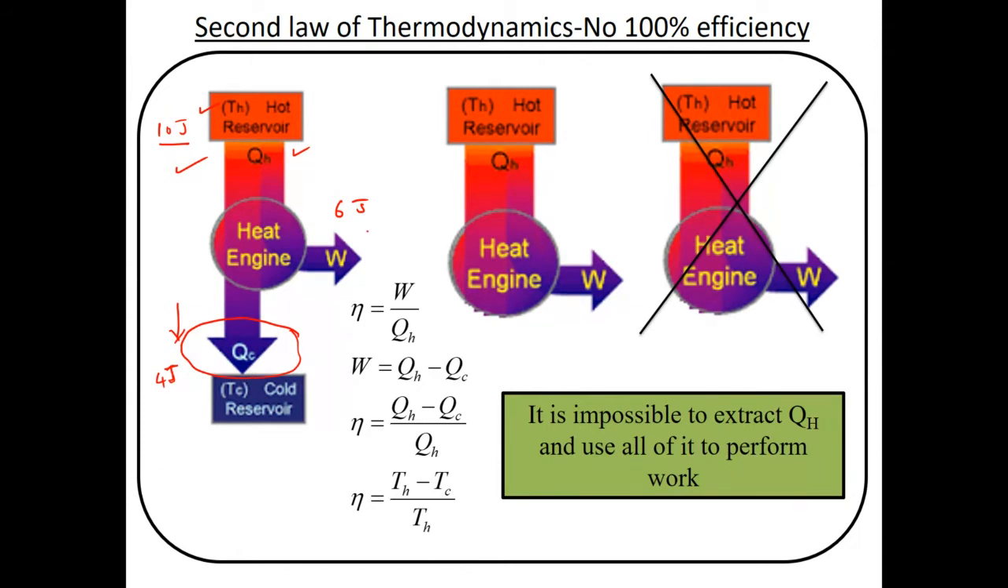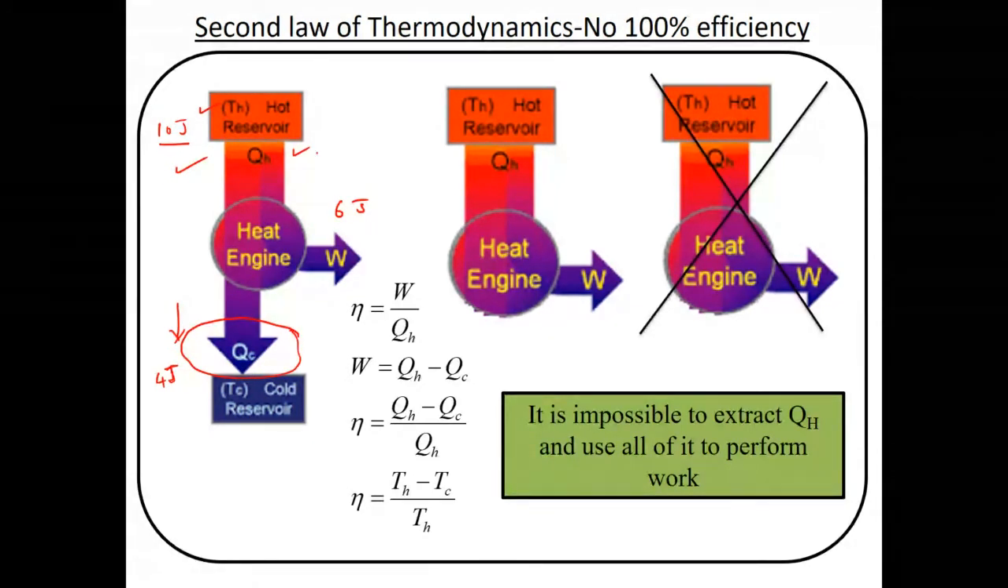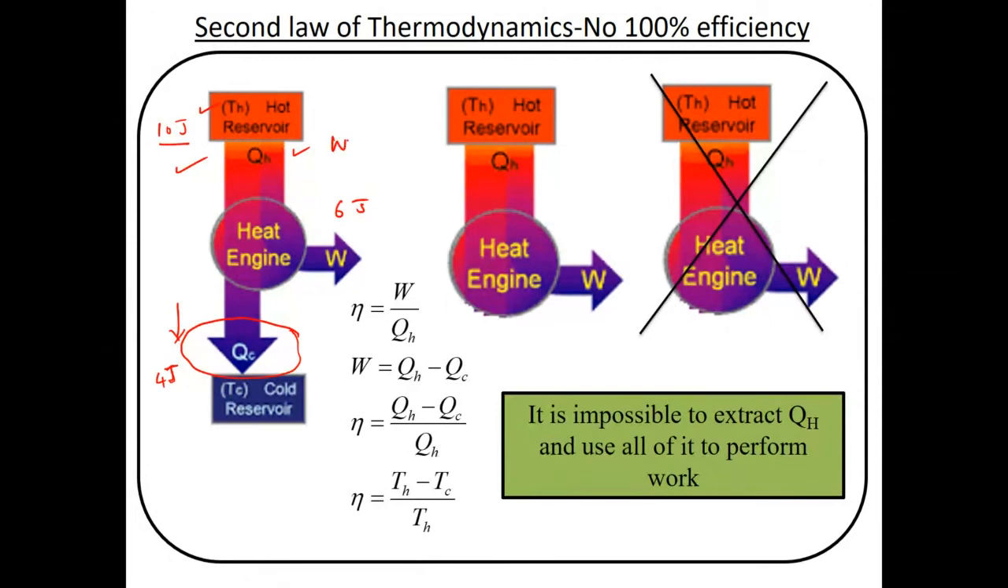So what is the formula for work done? The formula for the work done is nothing but the energy from the hot reservoir minus the energy to the cold reservoir, which gives you the answer for this work done. Am I right? How much energy are you taking from the hot reservoir? 10 joules. How much energy is going to the environment? 4 joules. What is remaining? 6 joules. So in our day-to-day life, is it possible to have a picture like this without losing any energy? Is it possible? No, Doctor.